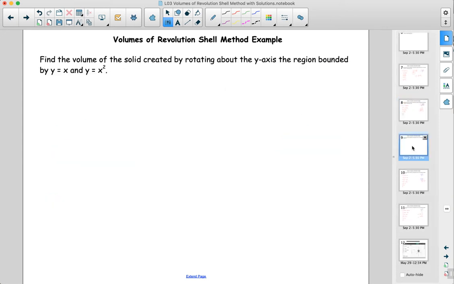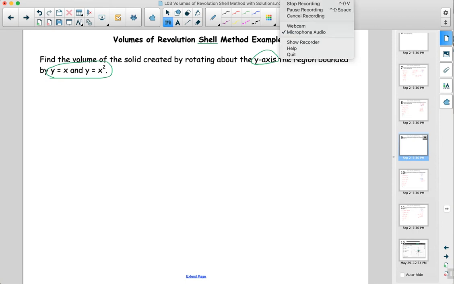All right, let's look at another example. Find the volume of the solid created by rotating about the y-axis the region that's bounded by these two curves. So you've got a region bounded by those two curves, and you're going to rotate it about the y-axis. Now let's see if there's a mismatch. These are functions in x, and this is the y-axis. That's how you know it's a shell method.